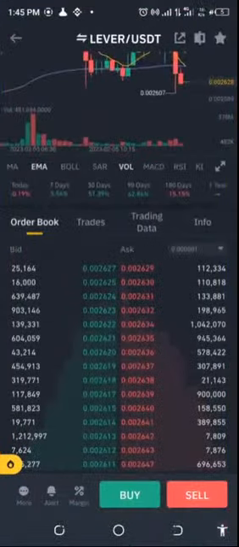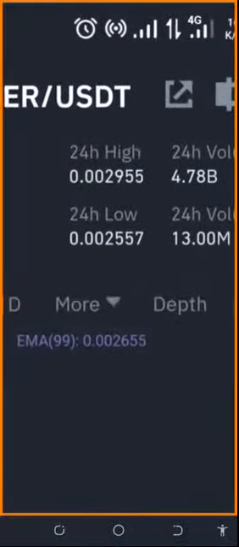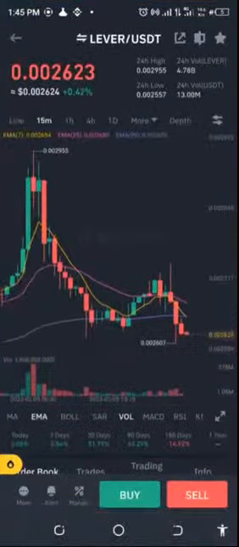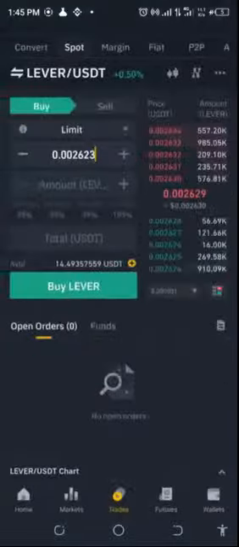As you can see, if you check the all-time high and all-time low, you would see that the 24-hour high is 0.002955, while the low is 0.002557. So we're going to choose something in between. We're going to buy this coin by limit, but we're going to put our own price, slightly lower than what we have here. Currently this is a market price, but we're going to actually buy by limit.